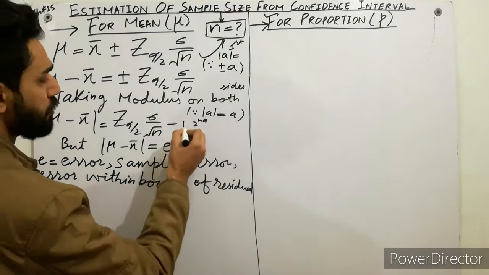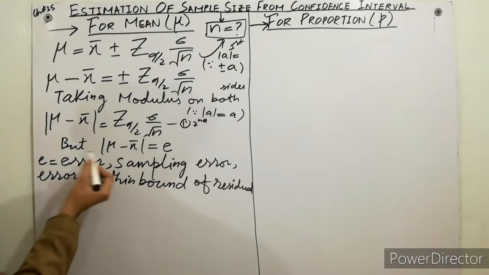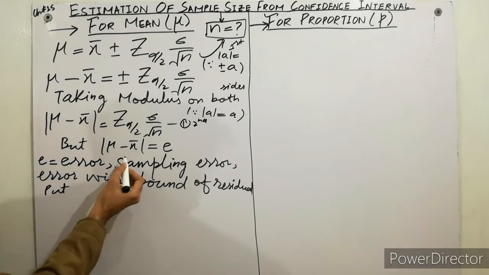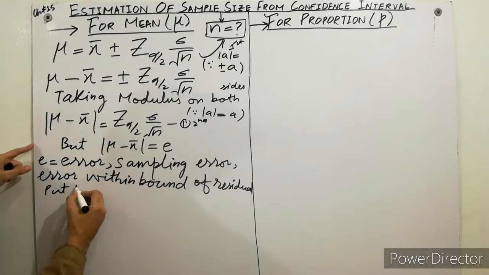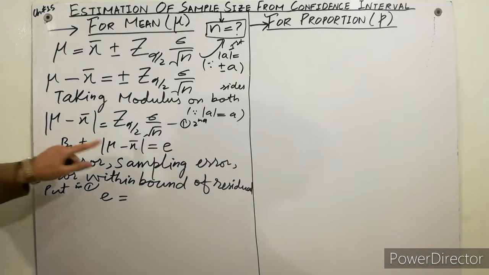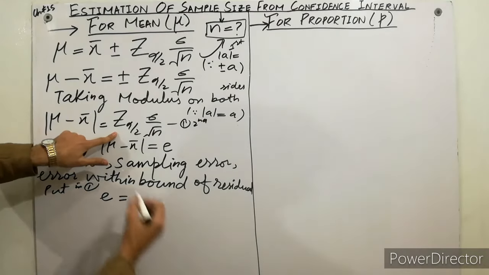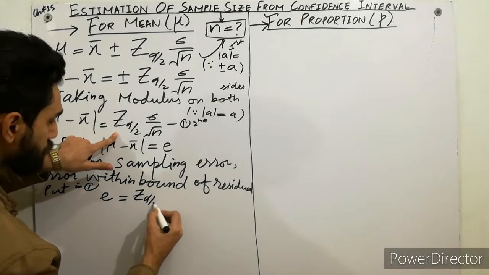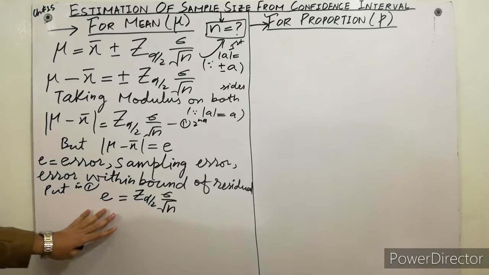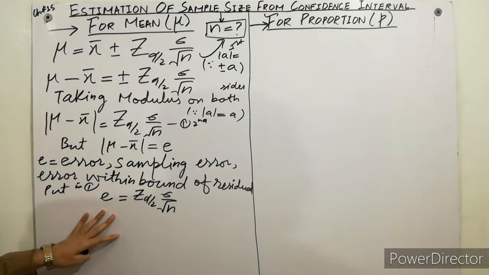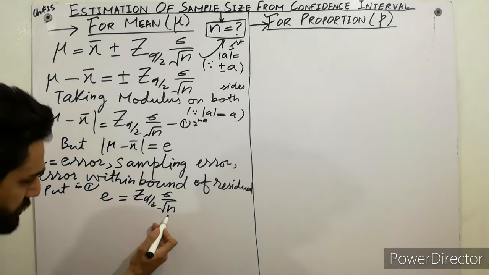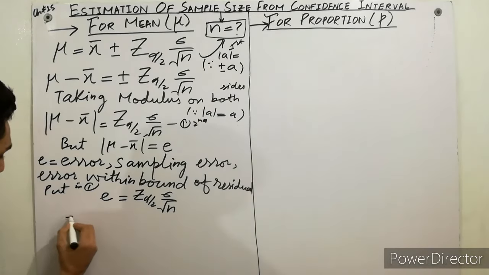So right here you can put the value. Put modulus of mu minus x bar equal to E in the first equation. Very simply I write here E is equal to, just as it is, z alpha by 2 sigma divided by square root of n. I hope that you get a lot of points from what I am discussing here. Now you have to generate the formula of sample size. Simply you can write here square root of n will be here. I put the value here.